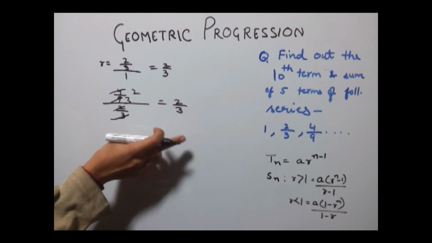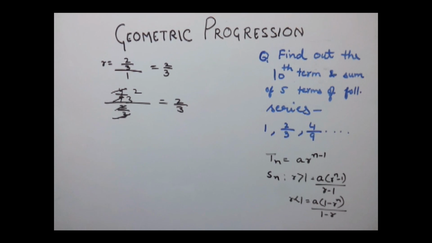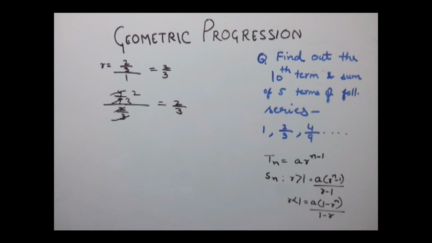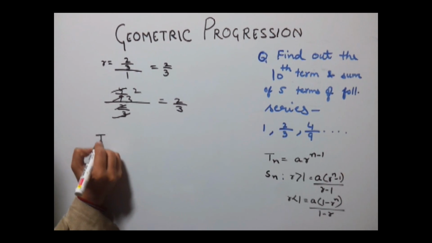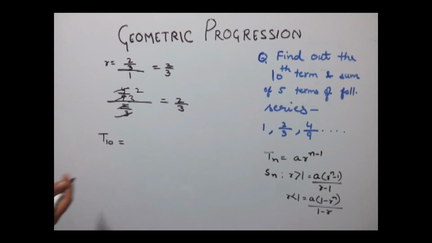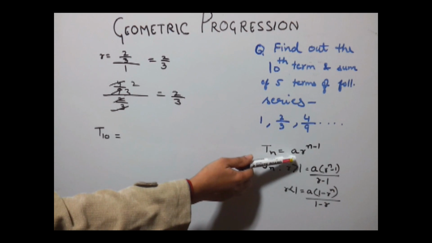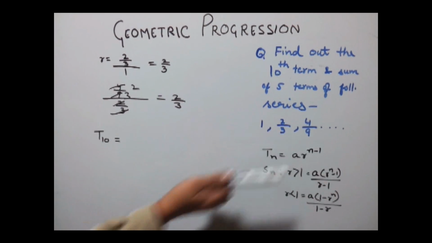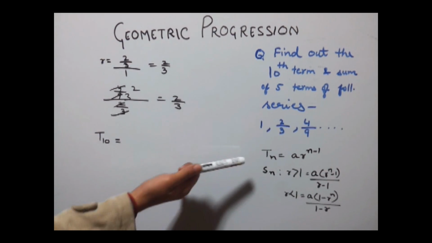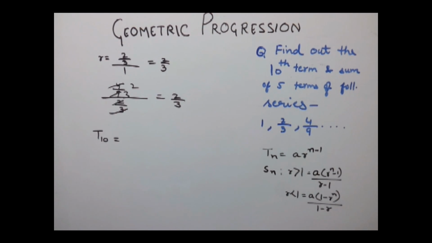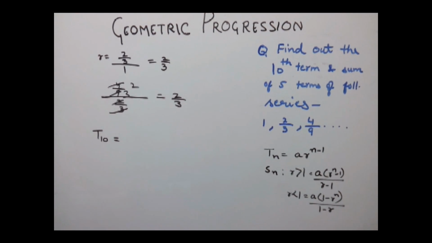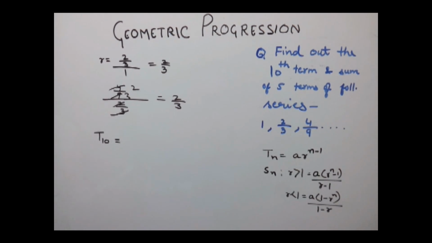As the common ratio is the same between the terms, this proves that this is a GP. Now we need to find the 10th term, that is T10. The formula to find the 10th term is a into r to the power n minus 1. Remember that these formulas are given here just for your reference. These formulas will not be available to you in your exams, so you need to memorize them.